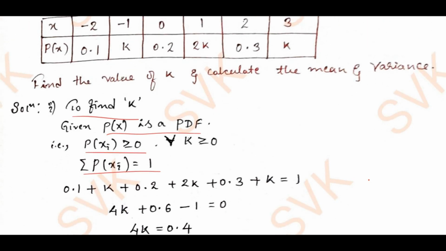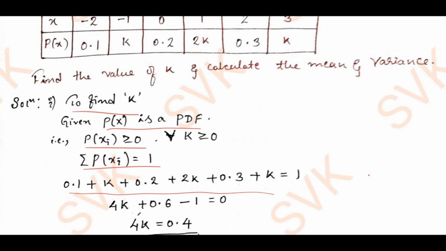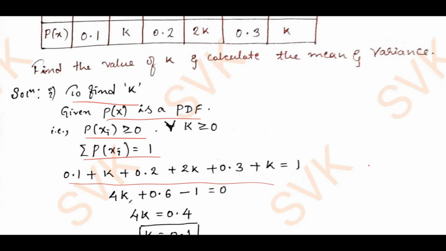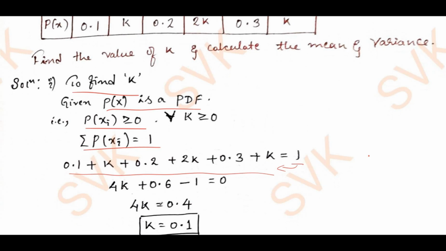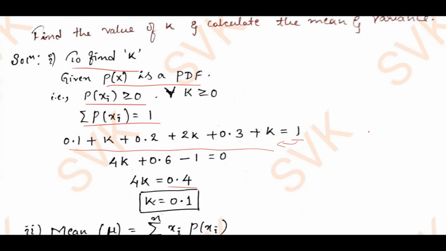So considering that as they have provided p of x, 0.1, adding all these values, we are going to get this, adding all the values of p of x, which is equated to 1. So therefore left hand side will be equal to 4k plus 0.6, and I have shifted this 1 to left hand side, which becomes minus 1 equal to 0. Solving this, I am going to get 4k equal to 0.4. So simplifying that, k value will be 0.1. I got the value of k as 0.1.